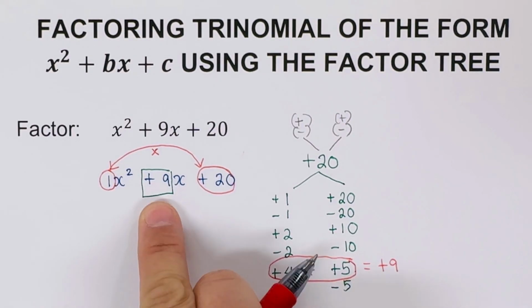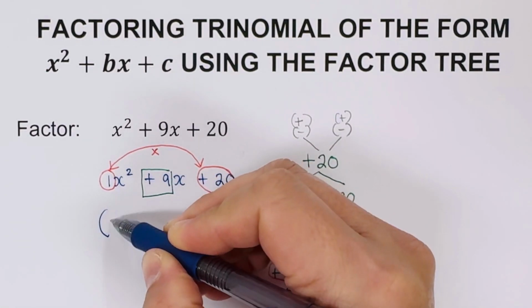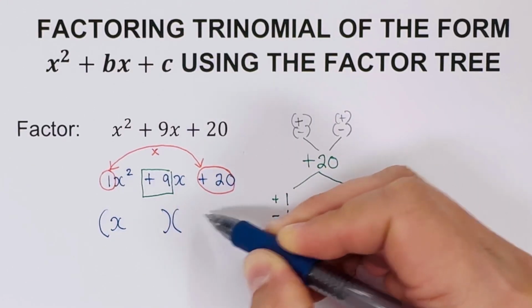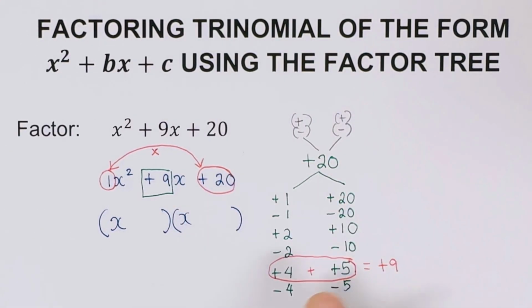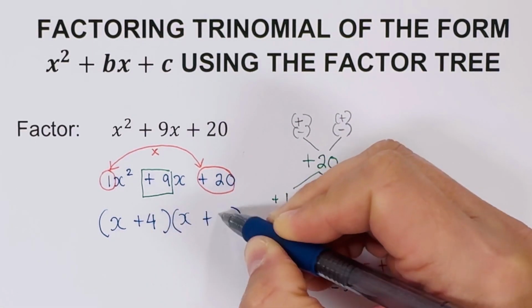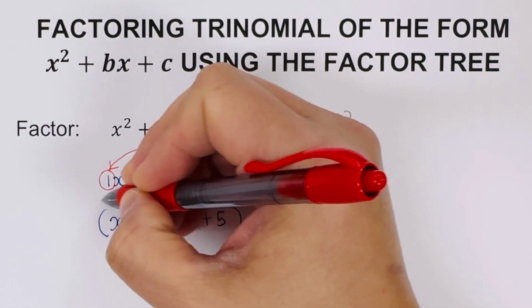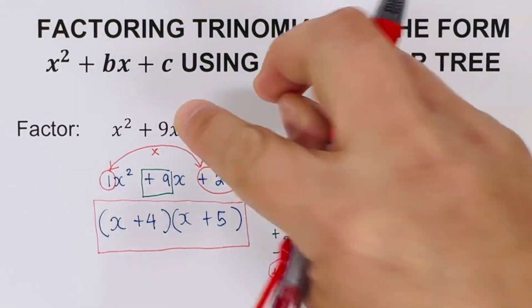So then we can go ahead and say that the factors for this would be x, and then we write the x as well. Now we will fill these two values in. It can be in any order. So I can have plus 4 and plus 5. So this is the factored form for this trinomial that we have up there.